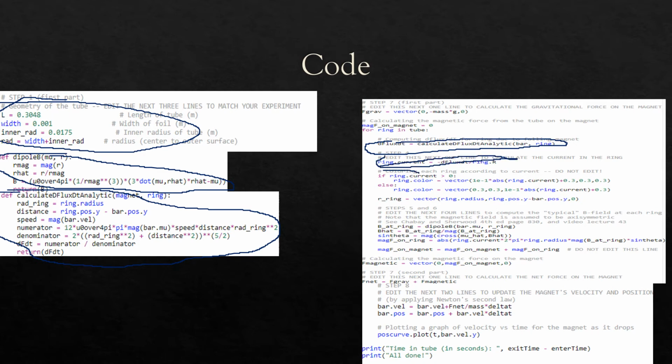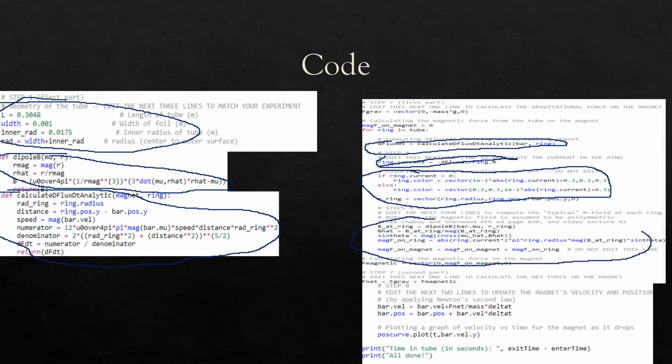Then right here we have a conditional statement to determine the colors of the rings with respect to the current in them. And here we have the calculation for our typical magnetic field at each ring. And then lastly, we are using these to determine the magnet's velocity and position at a certain point in time.